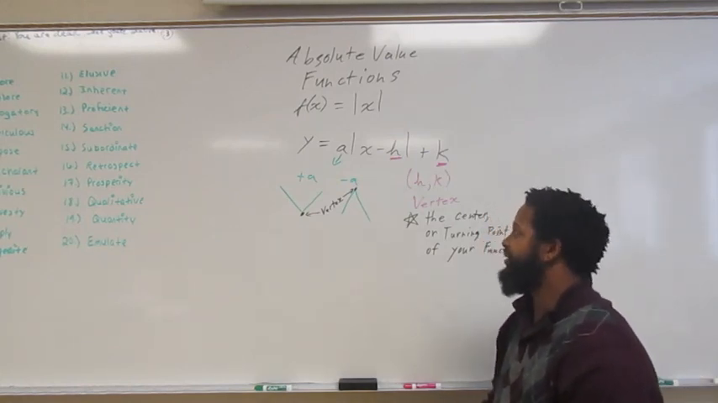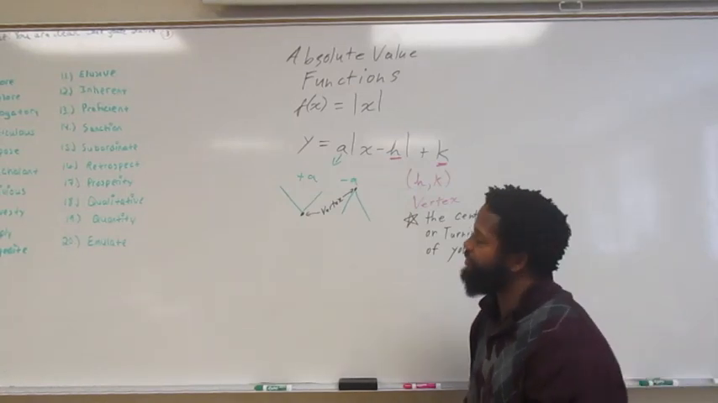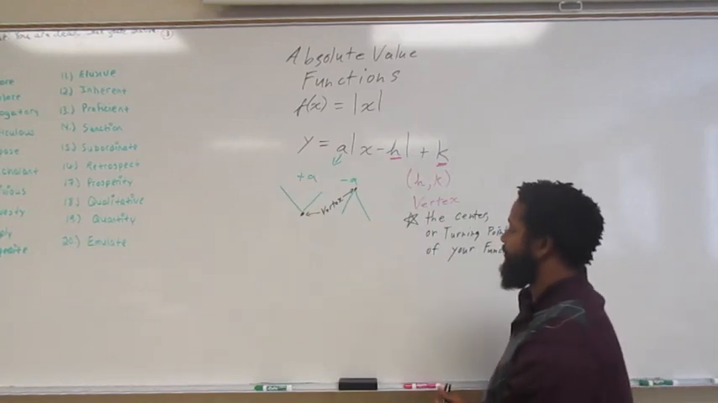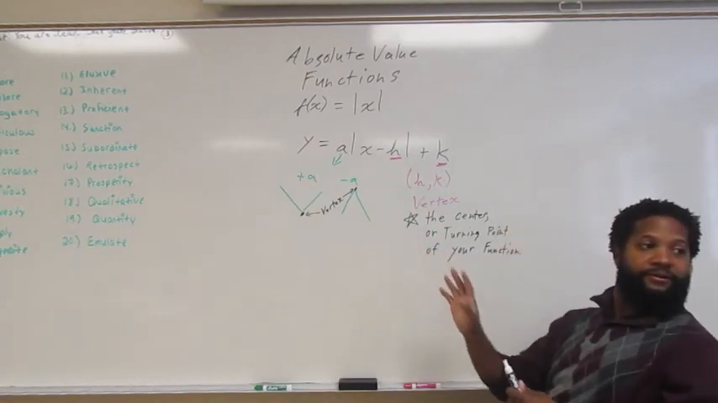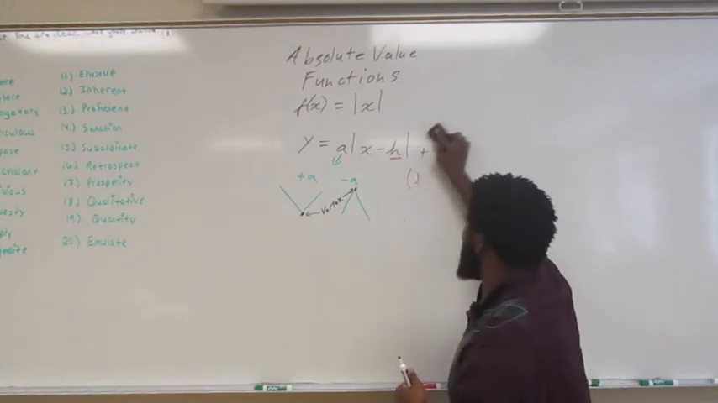Now, when looking at this, the easiest way for you to read your vertex is to look at this formula right here. Okay? For example, everybody has this down? Yes. Okay, so for example, right? Let me write this formula again.